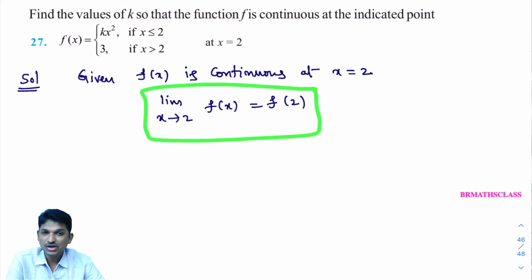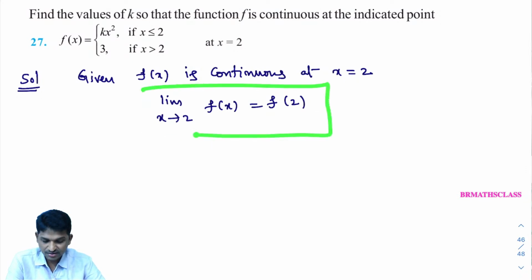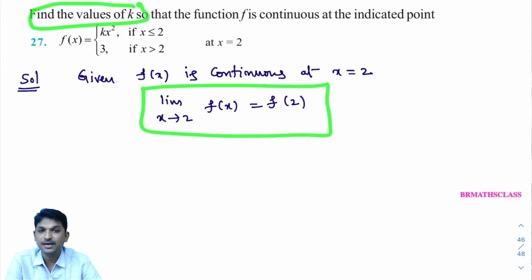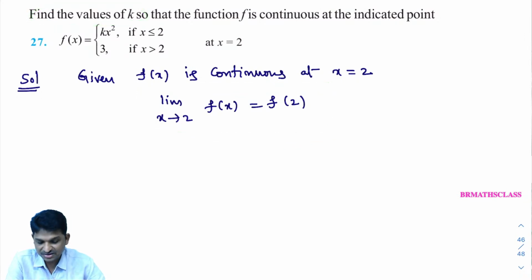Right? Actually, we are not trying to prove this one. We know this one. By using this result, we need to find the value of K. Okay. Here the problem is there. You observe the given function. When x is less than 2, we need to choose the first function.